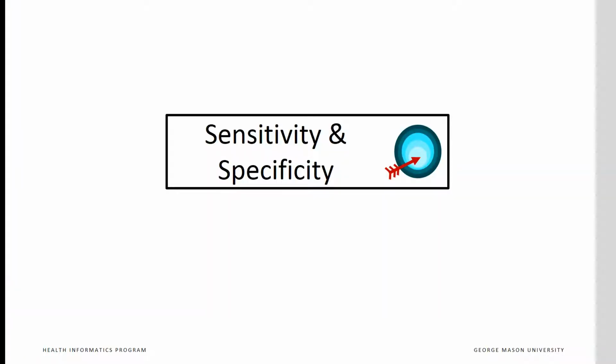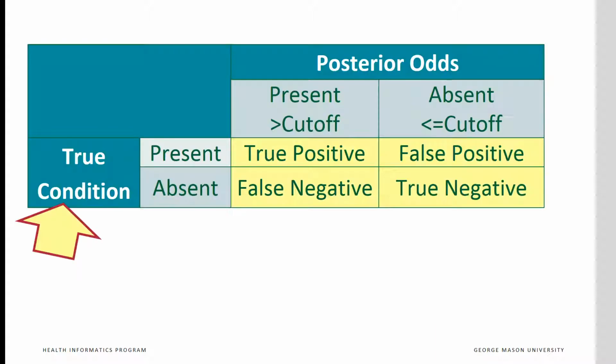The accuracy of a predictive model is reported by repeatedly examining its sensitivity and specificity at various cutoff levels. Think through a contingency table. On the left side is the true condition that we want to predict. It is either present or absent. When present, we call it positive, and when absent, we call it negative.